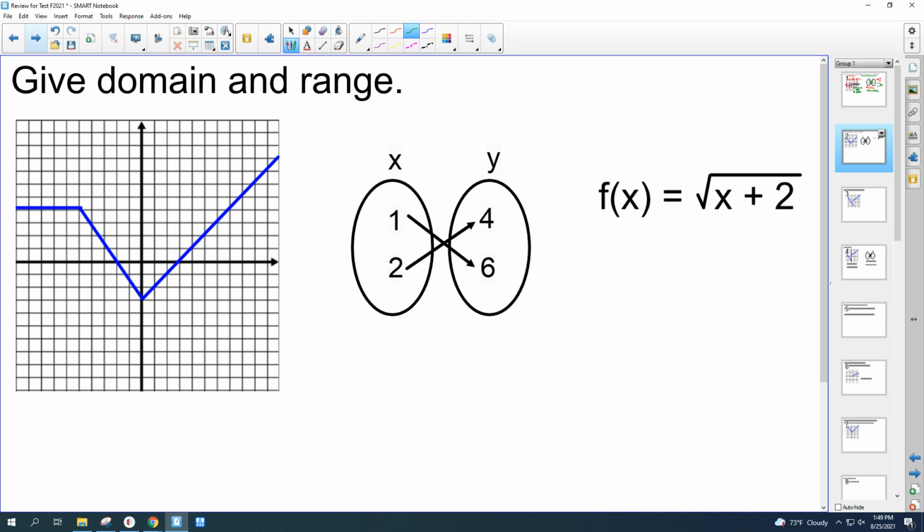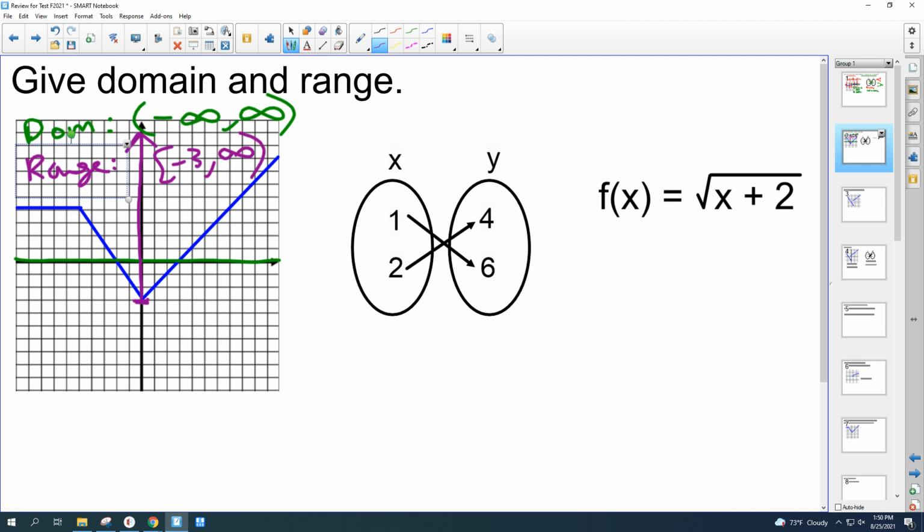Give domain and range, all right? Domain and range. So domain is where you squash it onto the x-axis. And if you look at this graph, if you squash it onto the x-axis, it's going to cover everything. So the domain is all real numbers. The range is if you squashed it onto the y-axis, and if you squashed it onto the y-axis, it's going to cover everything from here up. So that looks like -3 and up. The range is from -3 to infinity.